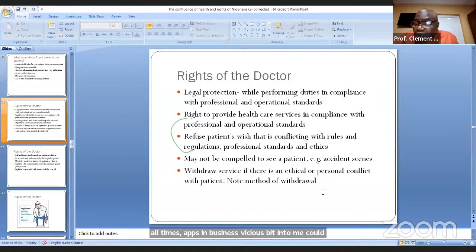However, as a doctor, you also have your rights. Remember, we're looking at the balance between the patient and the doctor. Number one, as a doctor, you have rights to legal protection, provided you are performing your duties in compliance with professional and operational standards. I will explain that.